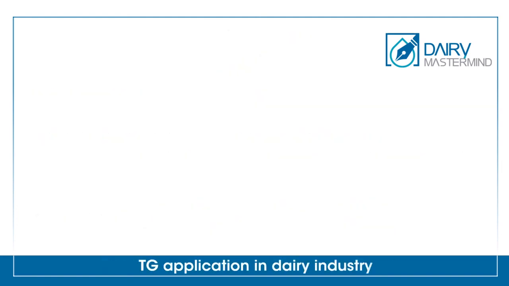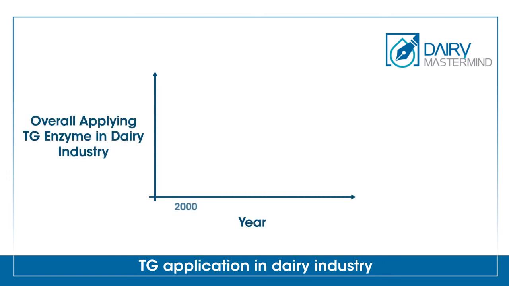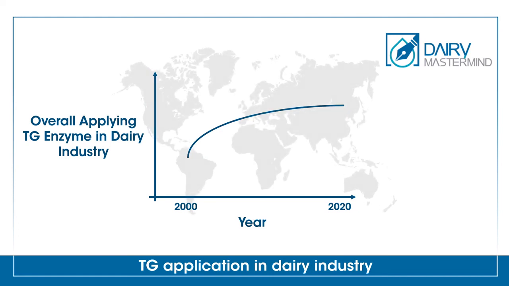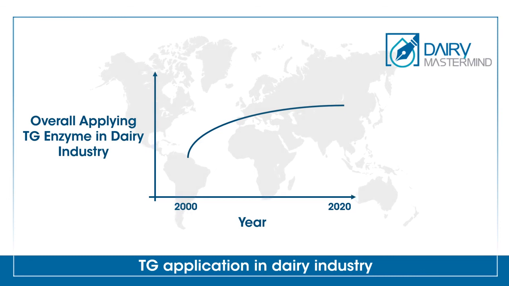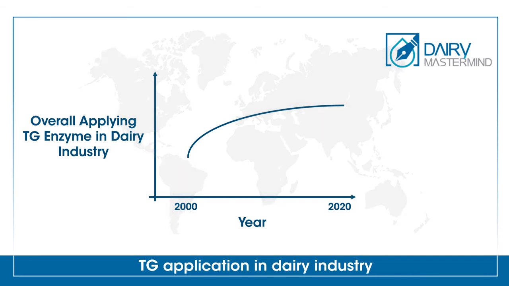Considering the functional effects and cost benefits of using TG enzyme in yogurt production, and also the fact that its application has no negative effects on health, its application in the dairy industry has increased in recent years all over the world.